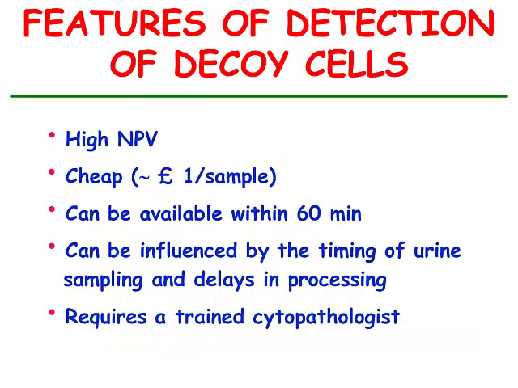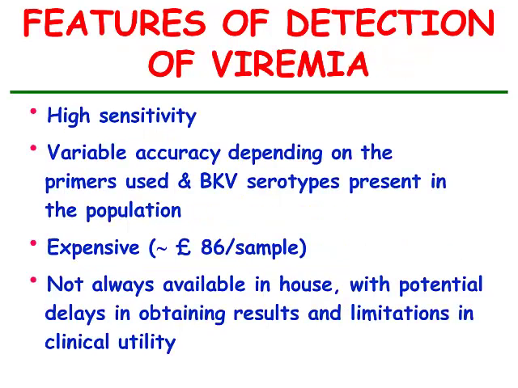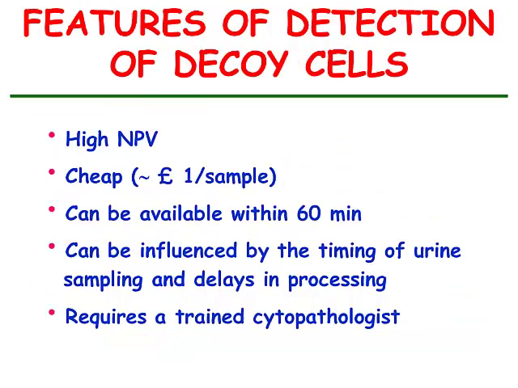And what about the general features of the decoy cells? They have a high negative predictive value. We will see more about that later. They are very cheap. So we have seen here 86 pounds, versus 1 pound per sample. Results can be available within 60 minutes, even 15, 20 minutes in our unit. They can be influenced by the timing of urine sampling and delays on processing, and require a trained cytopathologist, of course.